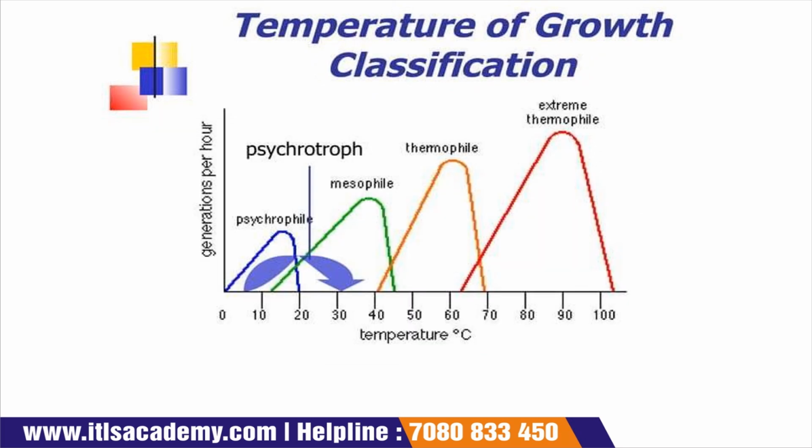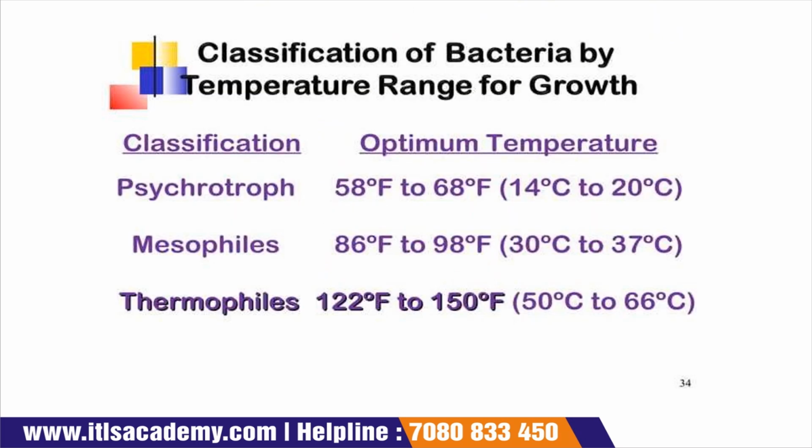Temperature of growth classification. According to this, there are psychrotrophs, mesophiles, thermophiles, and extreme thermophiles. Microorganisms that grow at a lower temperature are called psychrotrophs. Those that grow at a normal temperature in between are called mesophiles. And when a microorganism can grow at a high temperature, it is called a thermophile, and an extreme thermophile when it grows at a very high temperature.